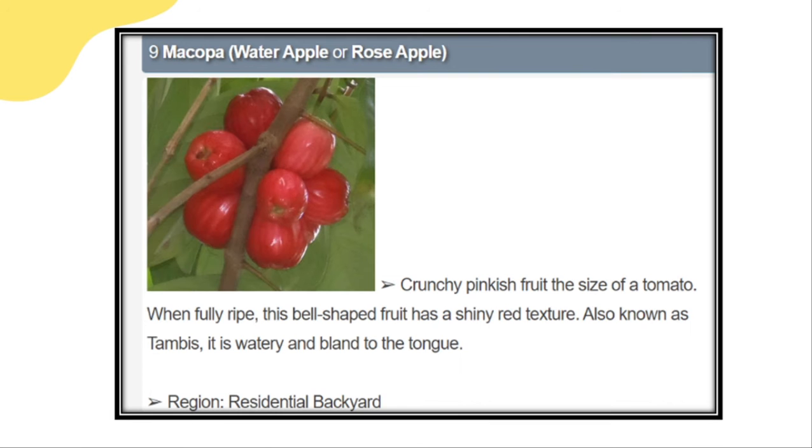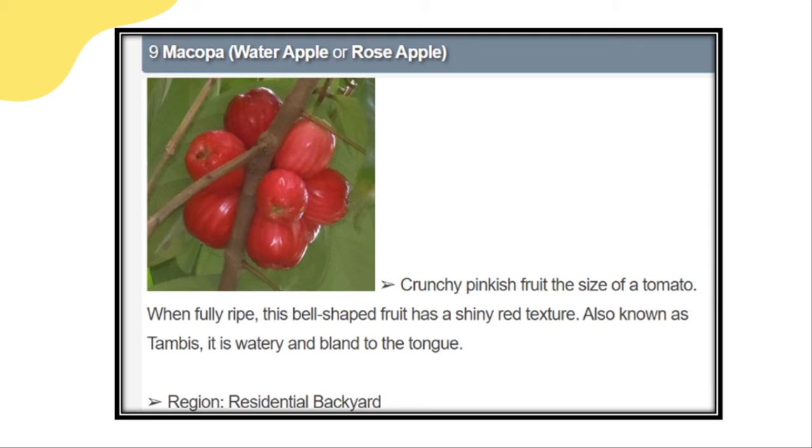So this one. Okay. Makopa or water apple or rose apple. So kini nakakaon jud tanan makopa, especially katong mga naa sa mga bukid-bukid na areas, no? So crunchy pinkish fruit the size of a tomato. When fully ripe, this bell-shaped fruit has a shiny red texture, also known as tambis. Okay? So, ginatawag din nato na siya usahay og tambis. Tama, tambis.